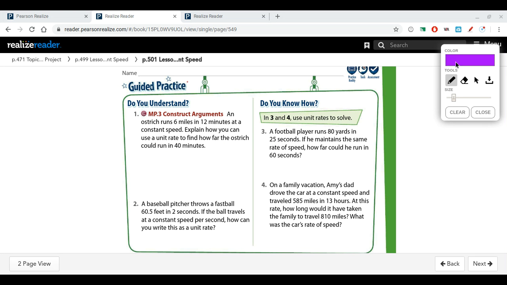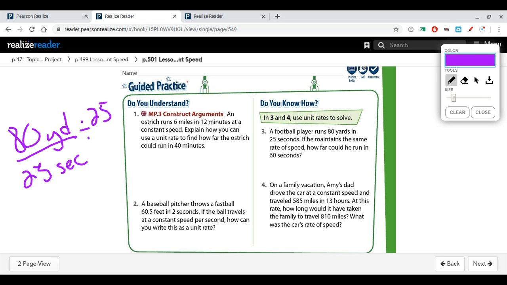So, the first thing that we need to do is go ahead and find that unit rate. So, I'm going to take 80 yards over 25 seconds. I'm writing out my rate and I'm going to find my unit rate by finding how much per second. To do that, I'm going to divide both parts of my rate by 25, and I end up with 1 per 1 second. 80 divided by 25 is going to be, let's see, I don't know.